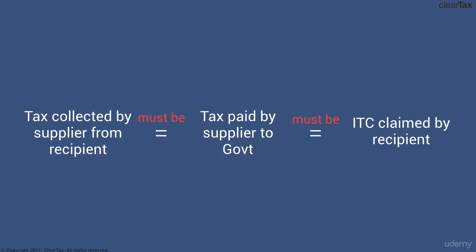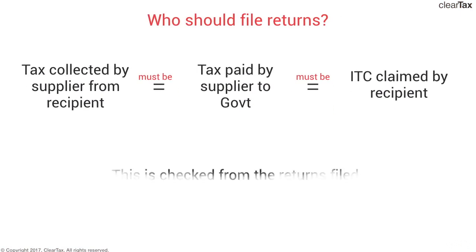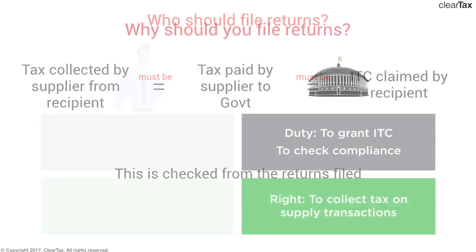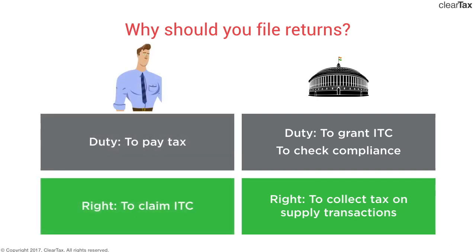This is the formula that is checked from the returns filed by the supplier and the buyer. The figures that are in the return of the supplier should match the return figures of the buyer. And that is how the government is going to check compliance of tax law, the correctness of the tax payment and input tax credit claimed. That's the duty and right of the government, and that's why returns have to be filed.